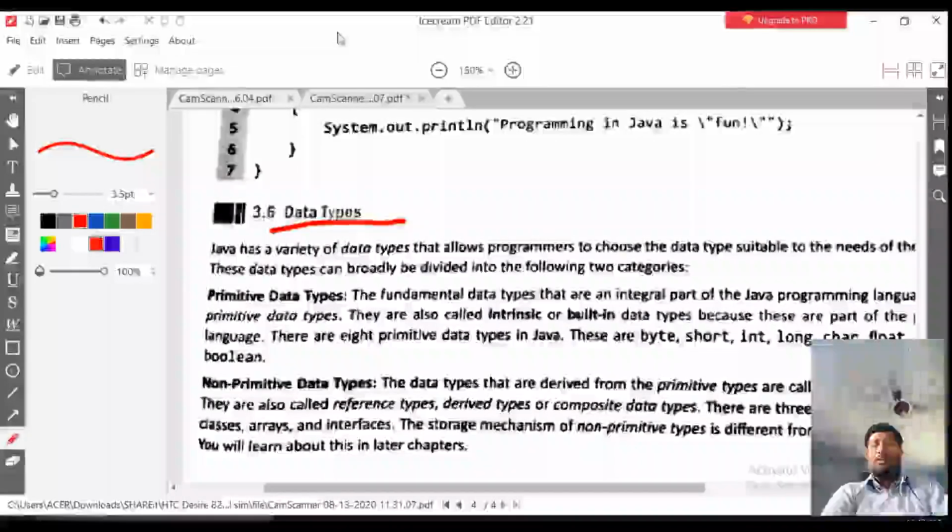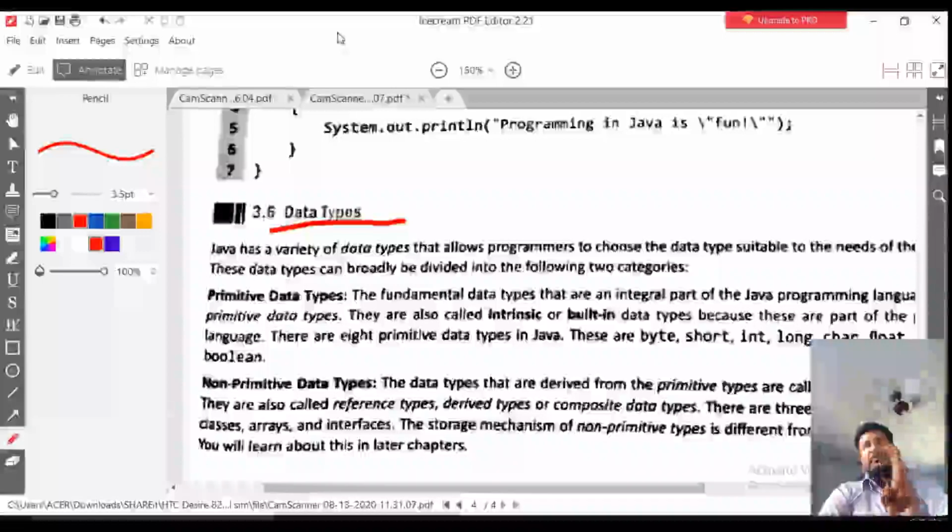Suppose I am working on an integer, so we can say that it is an integer data type. If we are working on a character, then we say that it is a character data type. If we work on a fractional number like 1.2, a decimal number like 1.23, then we say that we are working on the float data type. So according to this, if you categorize these types of data, they will be like integer, float, double.